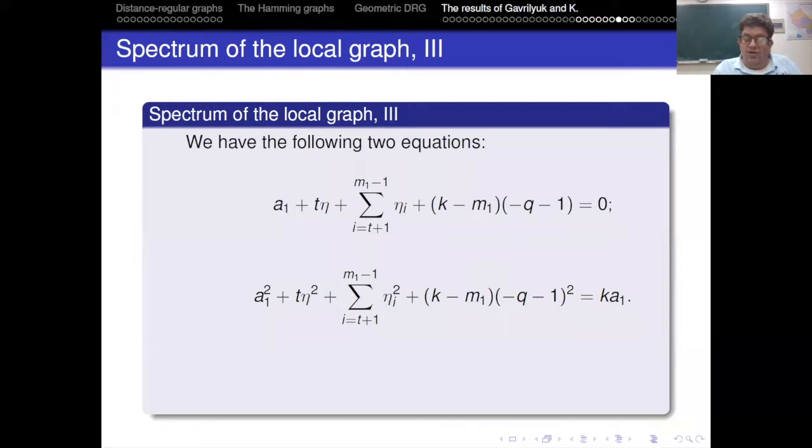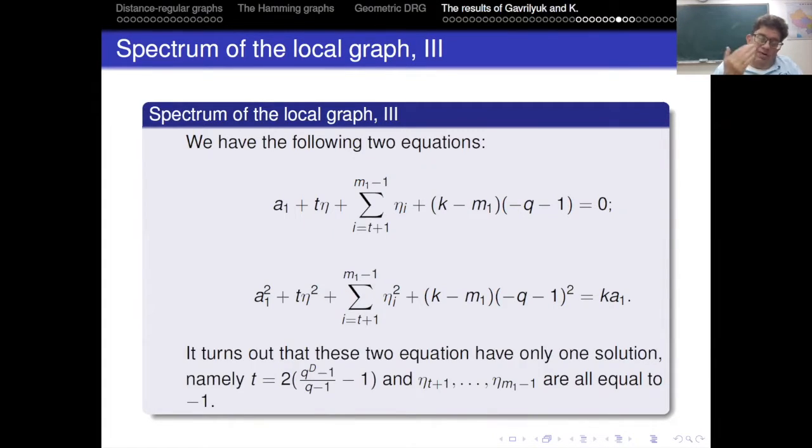So we are very, very lucky. It turns out that these two equations have only one solution. I mean, T is this, and all those eta i's are equal to minus 1. Very, very lucky. I don't know why it worked, but it works. Don't ask me why it works exactly, because if you go for the bilinear forms graph, it doesn't work like this anymore. They behave very differently.